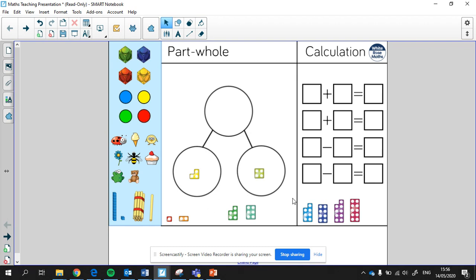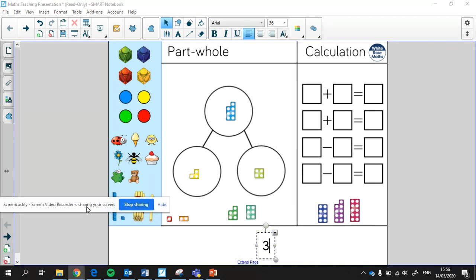So I've got my 3 and my 4, and they go together to make 7. 3 and 4 is 7. So I'm now going to get those numbers ready to drag into the right place. So we've got our 3 here and we've got, clicked the wrong number then, our 7. We've got our 4.